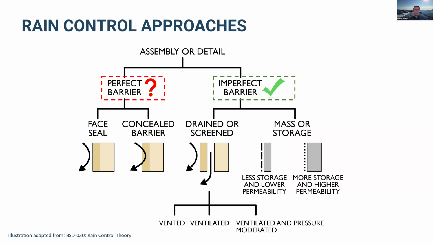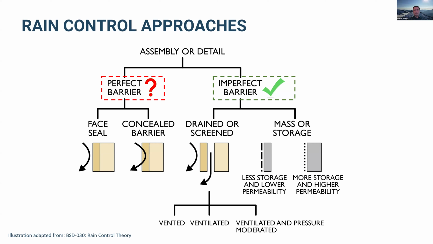Okay, so there's different approaches to rain control. And I'm talking about either at an assembly level or an individual detail level. You could do this analysis for any one of these. There's really two different approaches. There's either a perfect barrier or imperfect barrier approach. And I don't want to say that perfect barrier means everything's perfect. What that really means is that we're relying on a barrier in that wall to be perfect. It is the only line of defense. This could be like a face sealed system or a concealed barrier where there's a membrane behind something.